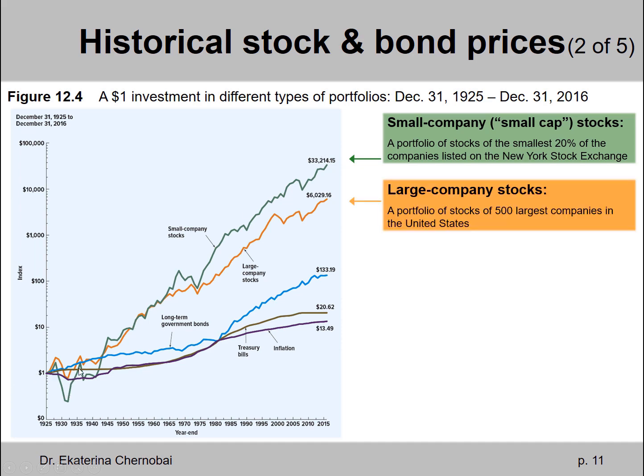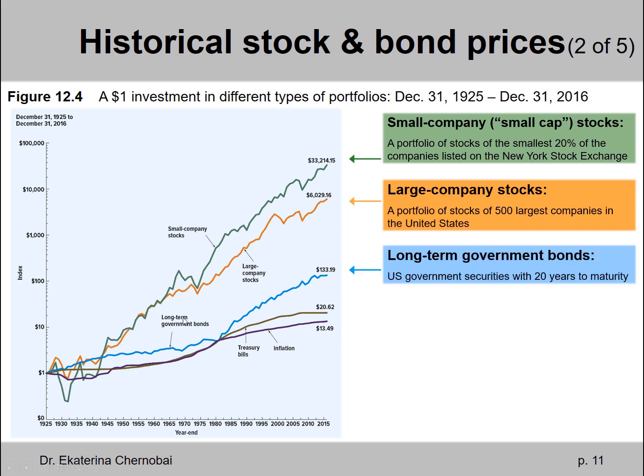Then the second person instead invested his $1 into large company stocks. Large company stocks is a portfolio of stocks of the 500 largest companies in the United States. So you can think of these small cap stocks and the large company stocks being on the opposite ends of the spectrum of stocks you could be buying by company size. Then the third person also invested $1 in 1925, but he invested his money into long-term government bonds, the blue line.